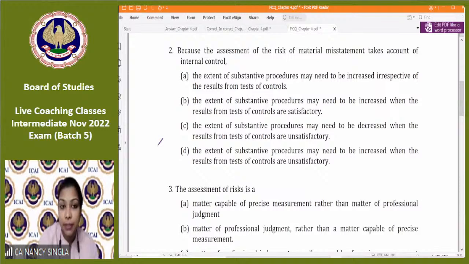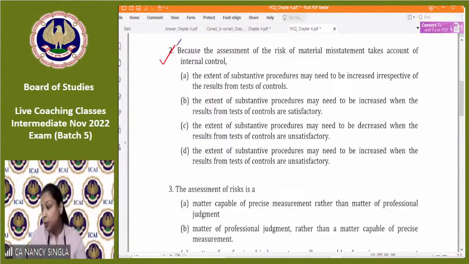So the second question is, because the assessment of risk of material misstatement takes account of internal control, the extent of substantive procedure may need to be increased irrespective of the results from test of controls. The extent of substantive procedure may need to be increased when the results from test of controls are satisfactory. The extent of substantive procedure may need to be decreased when the results from test of control are unsatisfactory. And the extent of substantive procedure may need to be increased when the results of test of control are unsatisfactory. So, which is the right answer? Shri Ram is saying it is clear.